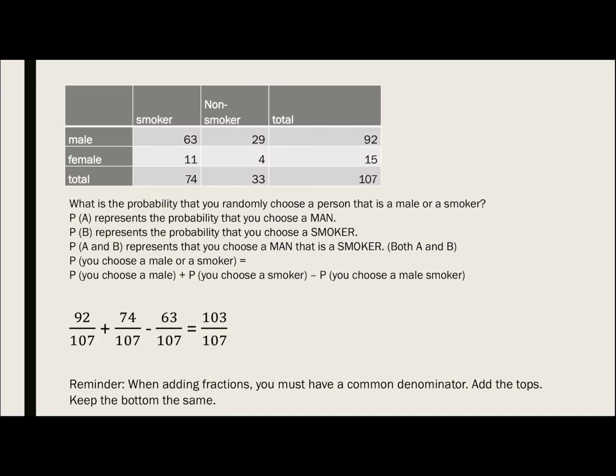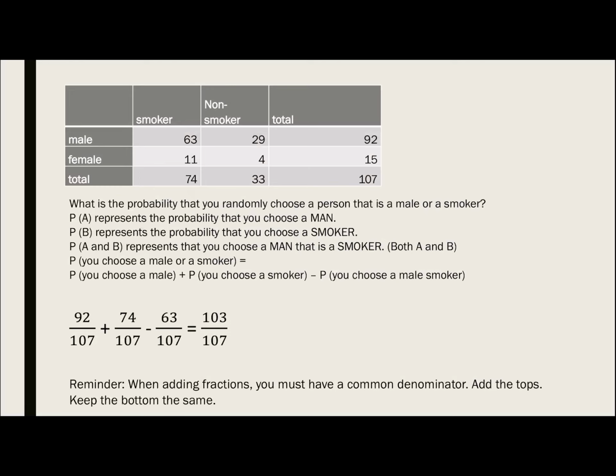What is the probability you choose a person that is a male or a smoker? Probability of A represents you choose a man. Probability of B, you choose a smoker. Probability of A and B, you choose a man that is a smoker. Both A and B, both a man and a smoker.